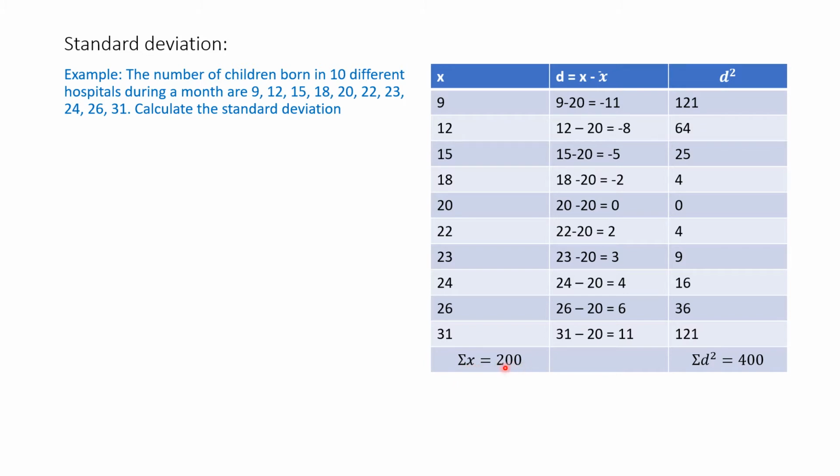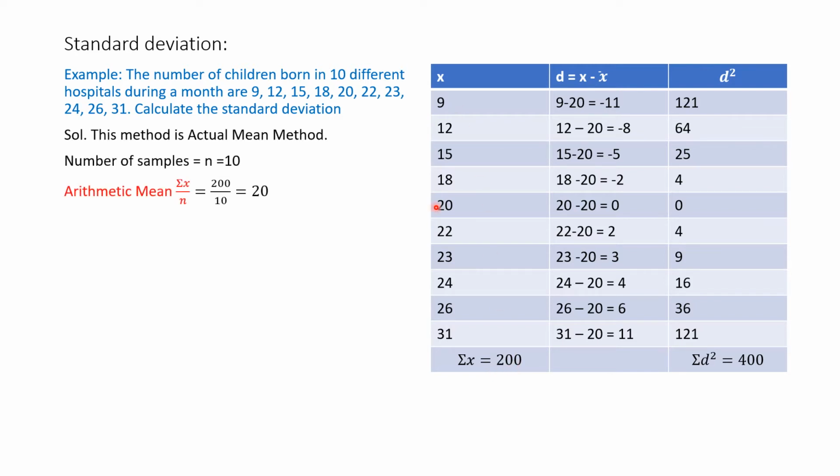Then from this value, we have to calculate the deviation. So sigma x is equal to 200 divided by 10, that is equal to 20. That is the average of the given data. The average or mean of the data is 20. Therefore, this 20 has to be subtracted from the data.